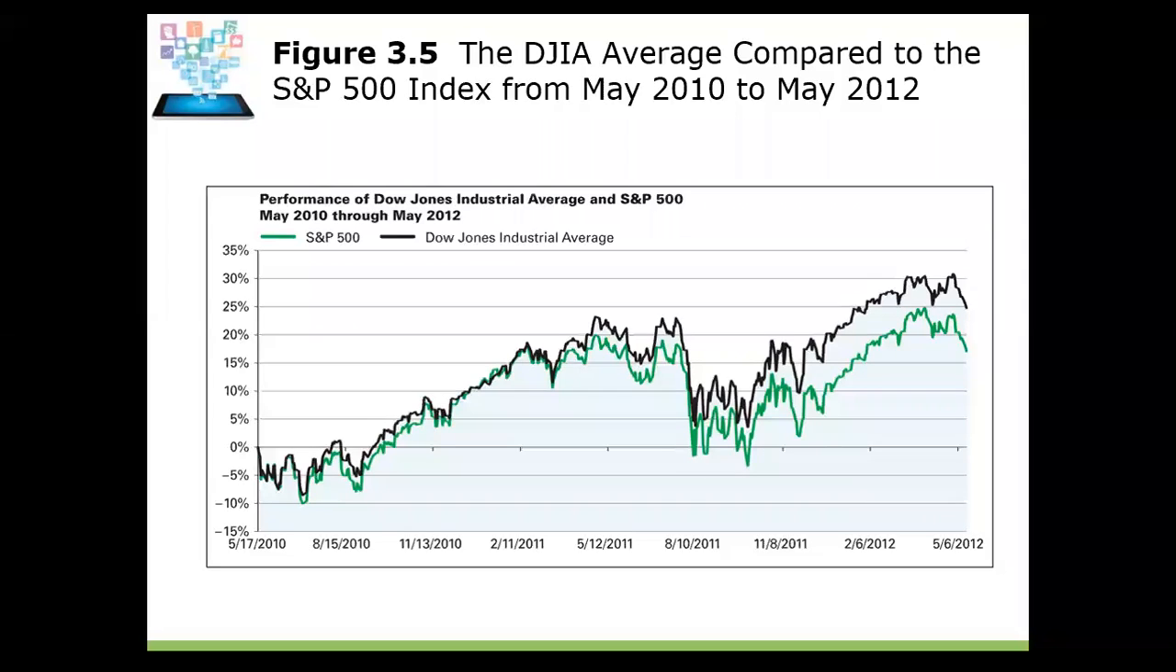This is a chart of the Dow Jones and the S&P, and it really is a good reflection of how closely they follow each other. Even though the S&P has 500 stocks and the Dow only has 30, you can see how tightly they move. When one goes up, the other goes up. When one goes down, the other goes down.